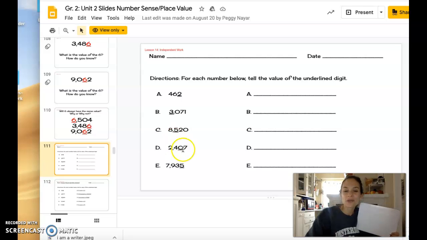What is the value of the underlined digit here? 0. There's nothing in the tens place, so the value right here would just be 0. There's 0 tens. All right, what is the value of the underlined digit for E? Look at E, the number 5. What is the value of 5? The value of 5 in the ones place is 5.